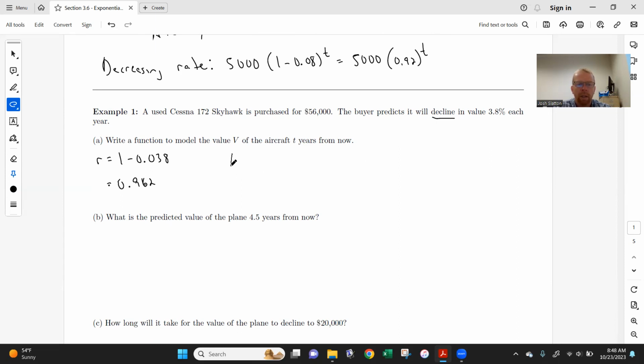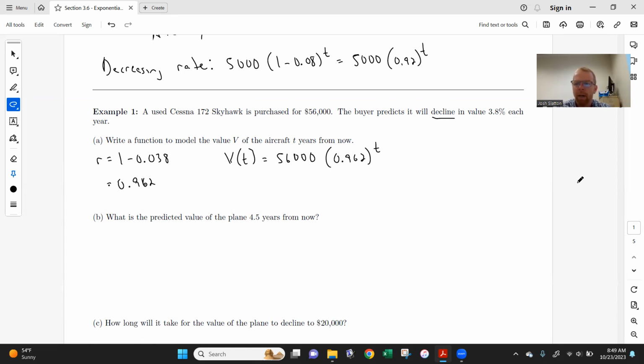And now we'd usually use A of t, but actually we're using V of t, since the problem tells us that. So V of t will be the initial amount, 56,000, times 0.962 to the t. And that's going to tell us the value after t years, whatever t is.